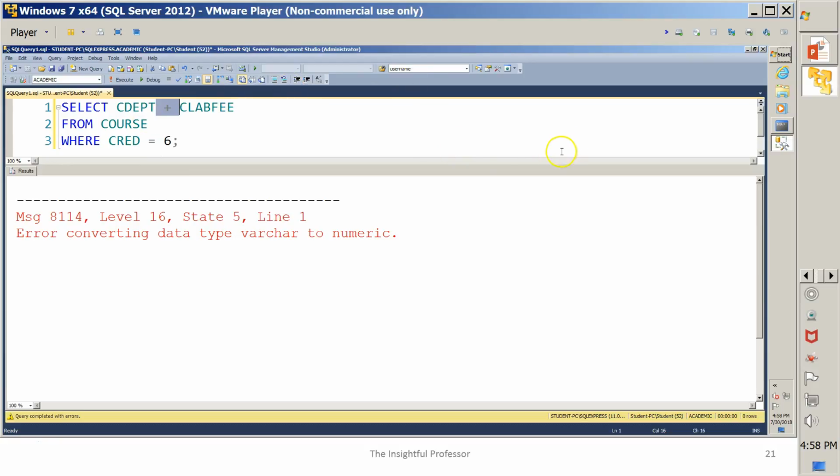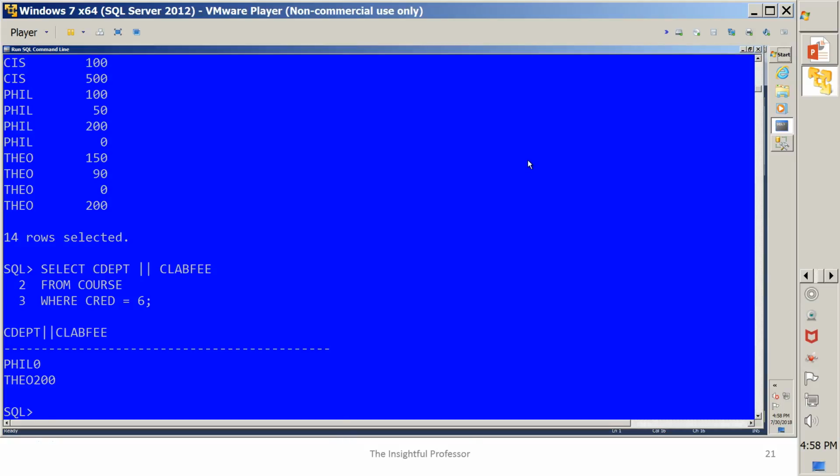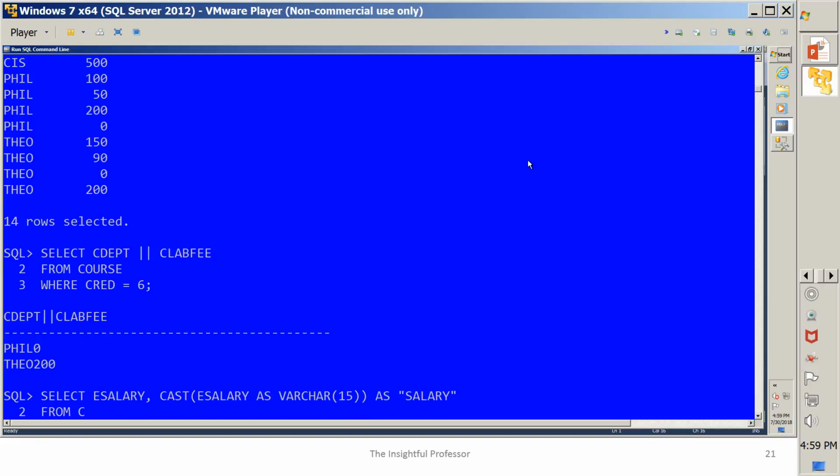You'll have a similar effect with SQL Server, but it's not going to be as exciting as what you're going to see here. So I'm going to select the salary, the numeric column, so I can see what's in there. Then I'm going to cast that numeric value as a varchar length of 15 to make it a character string, and then I'll give it a descriptive heading. And I do this from the staff table.